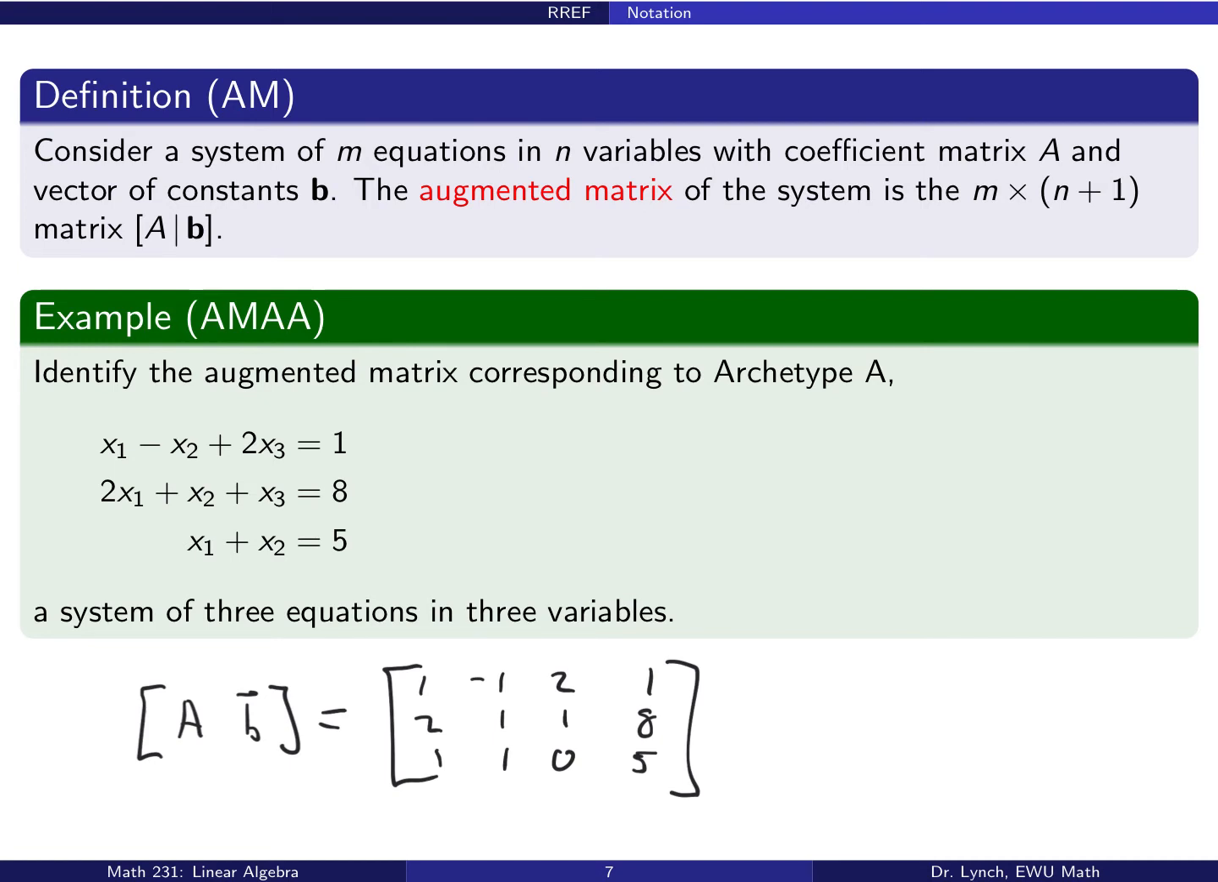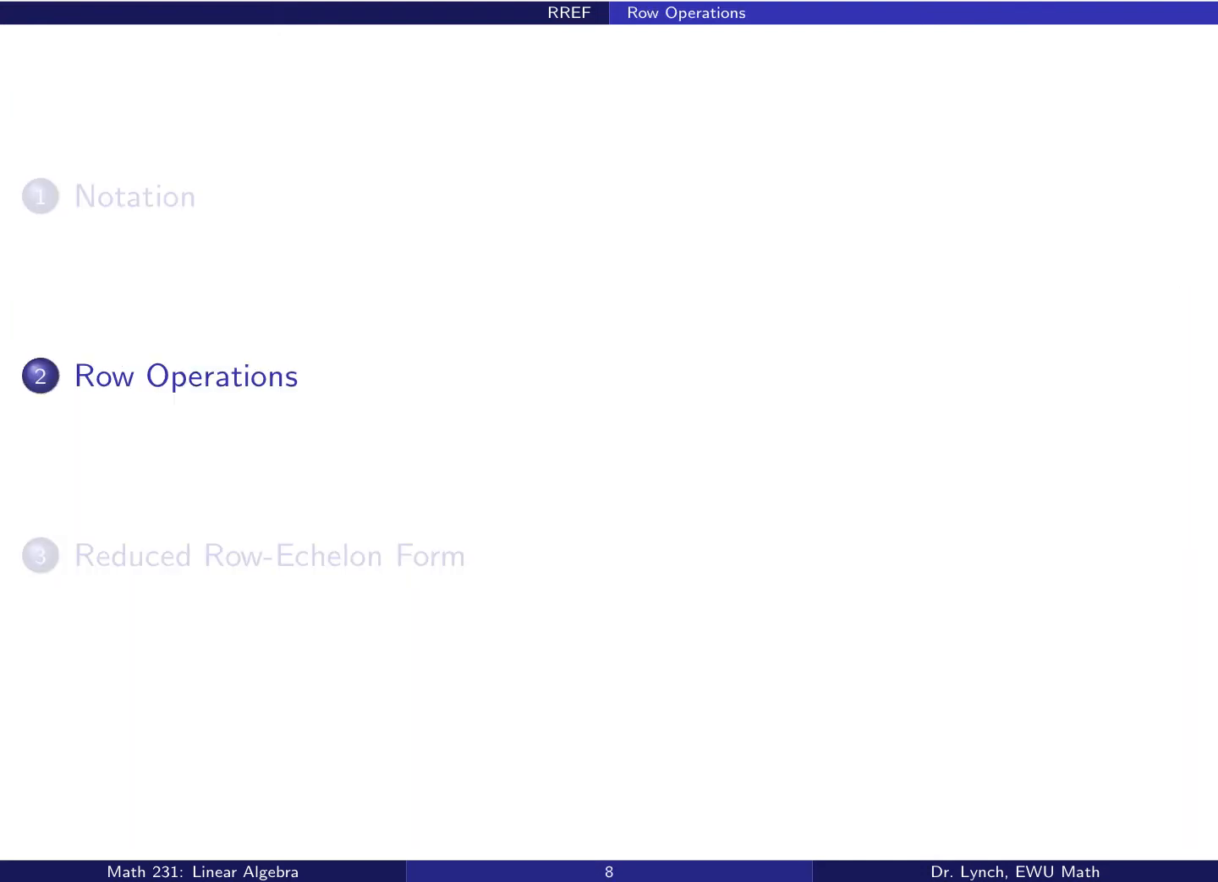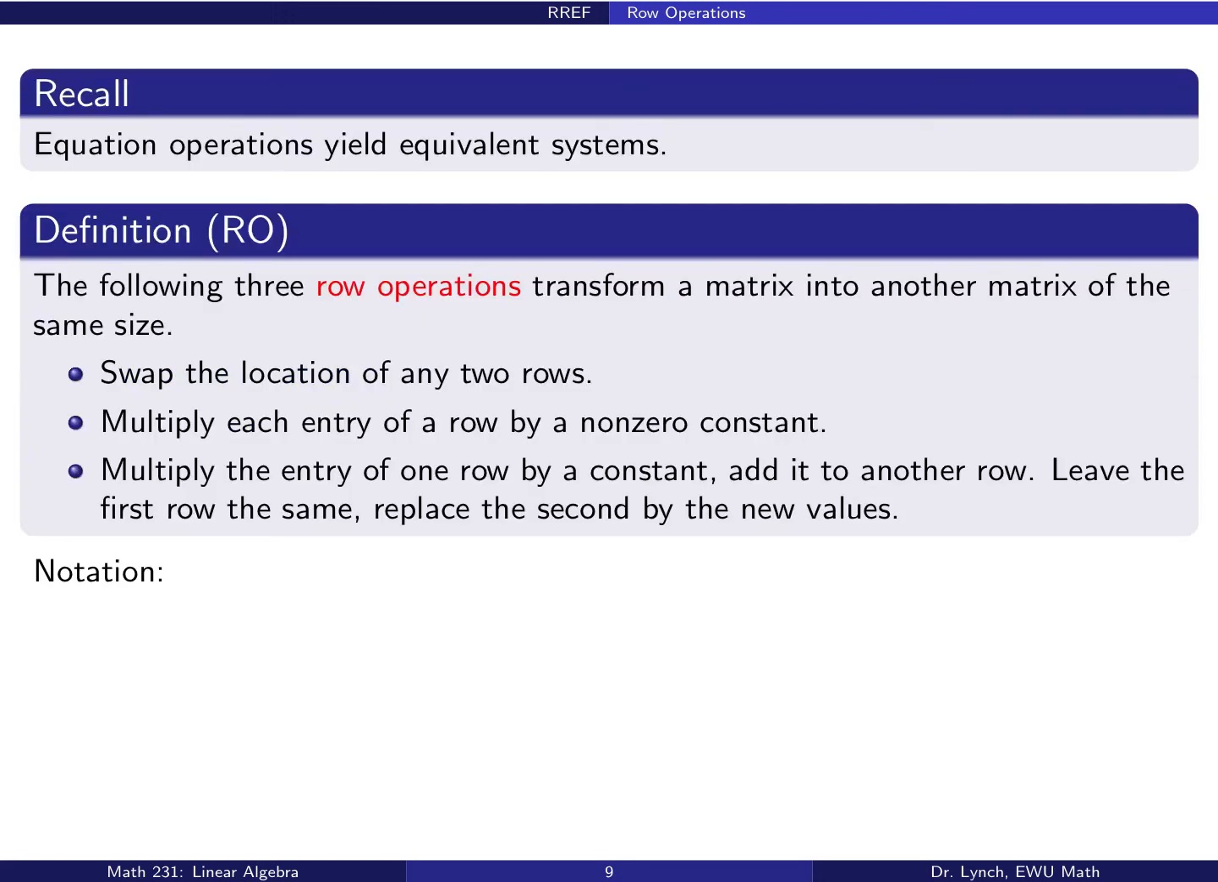As it turns out, the equation operations that we discussed last time are exactly doing operations on this augmented matrix. Those end up being called row operations. We know that equation operations yield equivalent systems, so we'll define the following row operations that transform a matrix into another matrix of the same size.